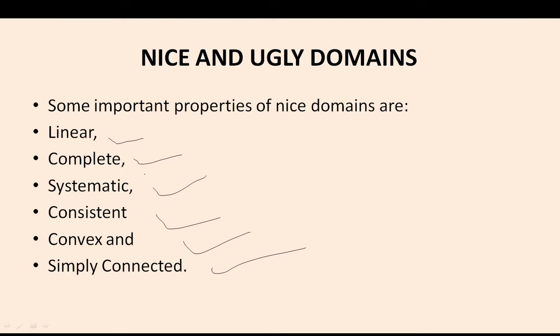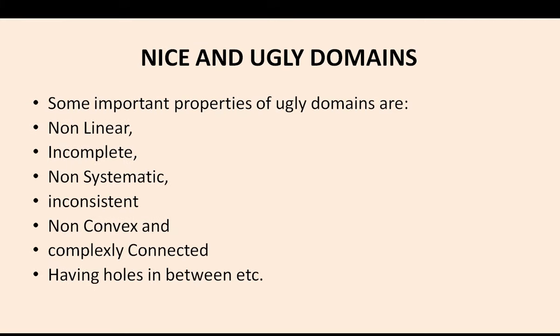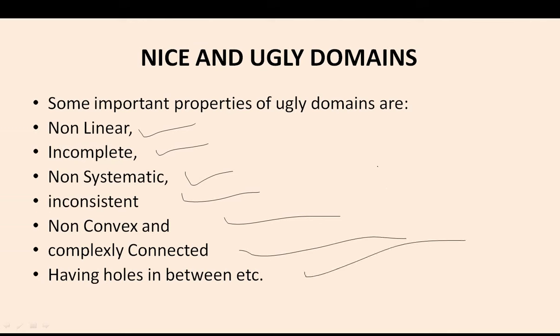Now we see the properties of dirty domains or ugly domains. These ugly domains are also called dirty domains, incomplete domains, or inconsistent domains. We can give many names. They are non-linear, incomplete, non-systematic, inconsistent, non-convex, and not simply connected. If it is not simply connected, it is complexly connected and has holes in between. All these are the properties of the ugly domains.